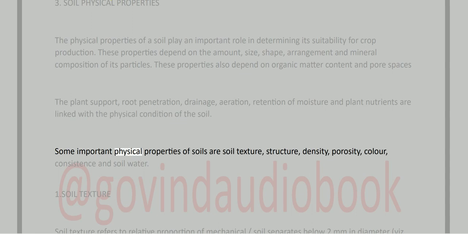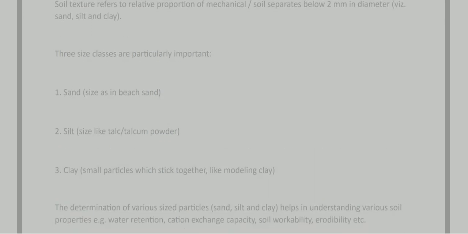Some important physical properties of soils are soil texture, structure, density, porosity, color, consistence and soil water. 1. Soil texture. Soil texture refers to the relative proportion of mechanical soil separates below 2 mm in diameter, namely sand, silt and clay. Three size classes are particularly important. 1. Sand, size as in beach sand. 2. Silt, size like talcum powder. 3. Clay, small particles which stick together, like modeling clay.